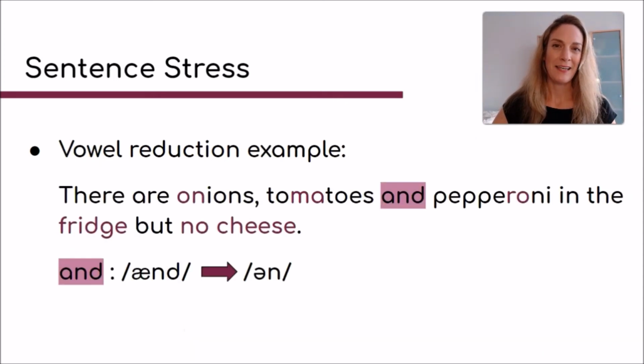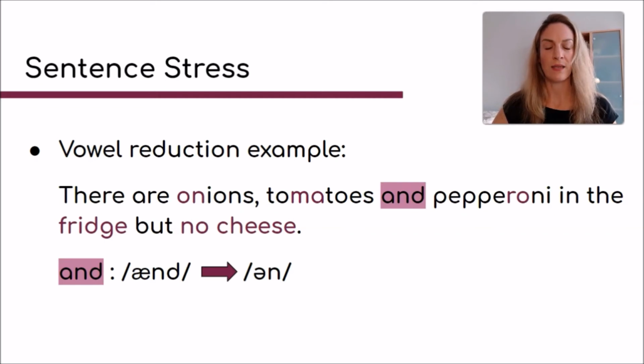All right, now here is just a quick little summary for vowel reduction, because we had an example sentence where that happened. So we'll go back to our second sentence here. There are onions, tomatoes, and pepperoni in the fridge, but no cheese. Now, the word "and", I've transcribed it here for you. You've got "and", but if I say it at natural speed in a sentence here, "there are onion 'n' tomatoes. There are onion, tomatoes 'n' pepperoni in the fridge." The "and" becomes "n". This is a schwa, an n sound, and that is what we call vowel reduction.